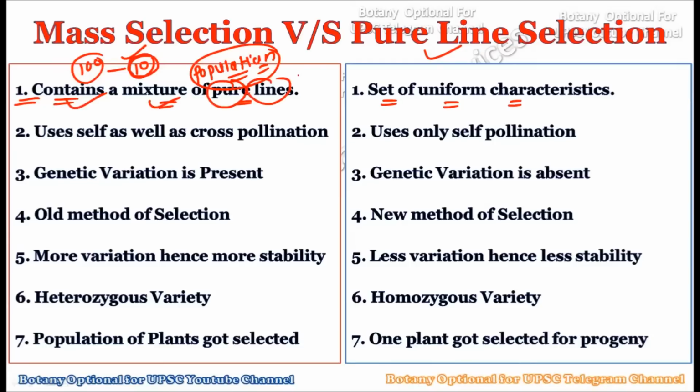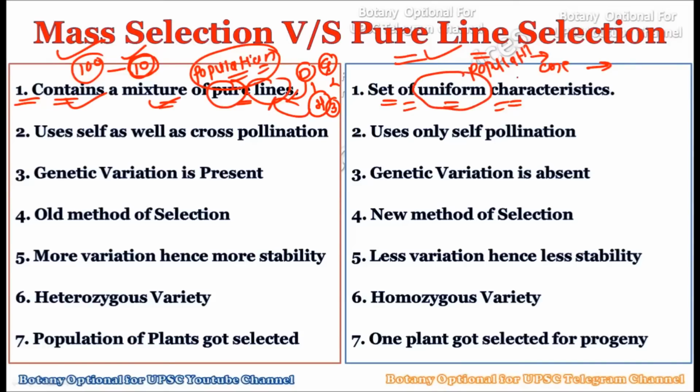For example, you can consider resistance to diseases as one pure line, then the bigger size of the grain as the second pure line, then very good height is called the third pure line, right? In this way, many pure lines are involved in mass selection. While on the other hand, when we talk about pure line selection, it is only a set of uniform characteristics, because only one plant is selected from the population whose progeny is showing the superior characteristics, and hence from this one plant we will have only the uniform type of characteristics. So in mass selection we have a mixture of pure lines, while in pure line selection we have a uniform set of characteristics.